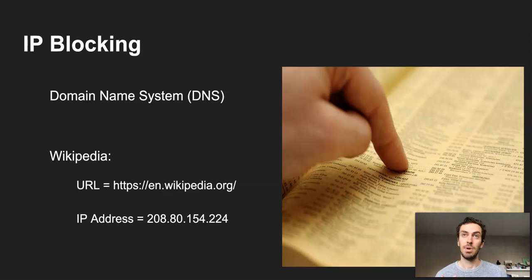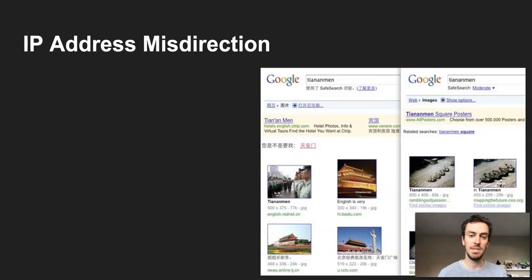However, behind the Great Firewall of China, what they have is a collection of IP addresses that are restricted for their citizens. So the Great Firewall is allowed to see that IP request and then immediately jump in and block it. IP address misdirection is something in the same vein of IP blocking.